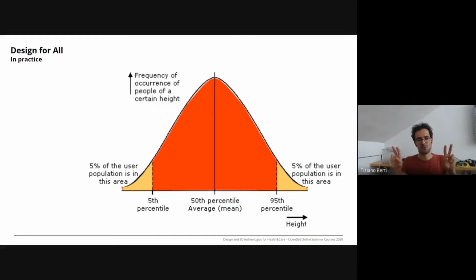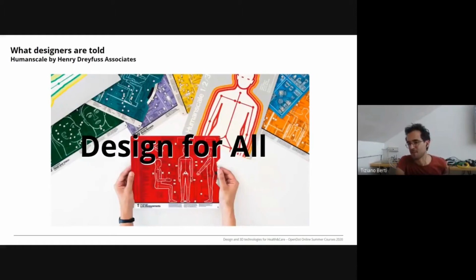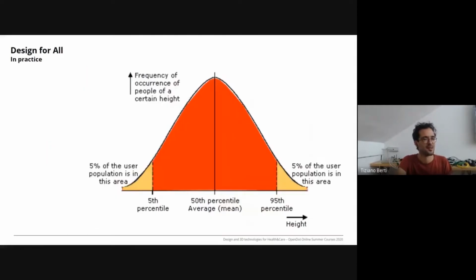Those two parts of the curve, the 5% of users in the yellow area, are usually ignored by designers. That's because the design for all approach is kind of utopia. In some cases you will get that, but there will always be a person around here or around here, who is left over in this graph.